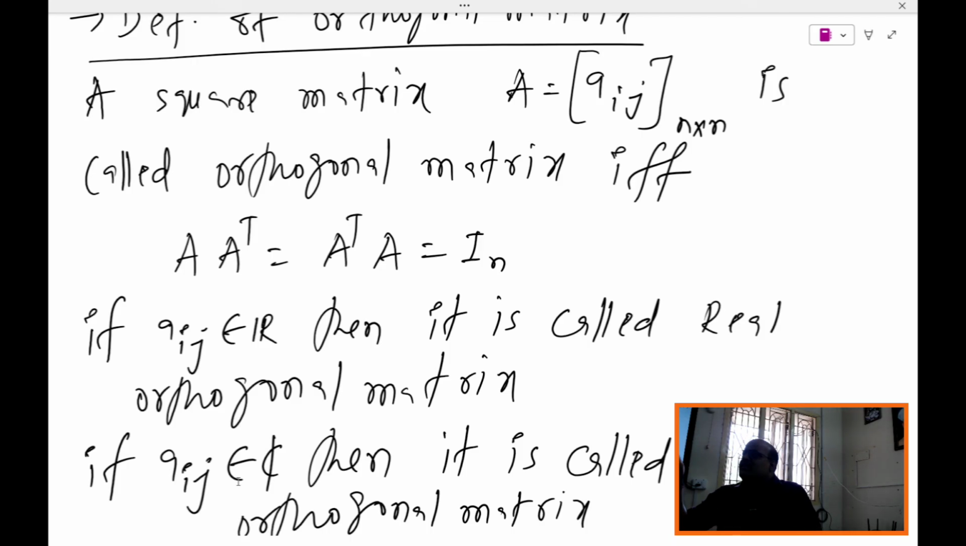So not like that. Any entries, real entries, complex entries, you only have to verify A transpose A is identity. Satisfying means that is called an orthogonal matrix. Real entries means real orthogonal, complex entries means complex orthogonal.